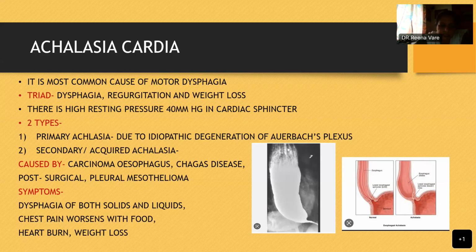Symptoms are dysphagia for both solids and liquids. There is chest pain which worsens with food. There is heartburn and there is weight loss. This is what you see on barium swallow.